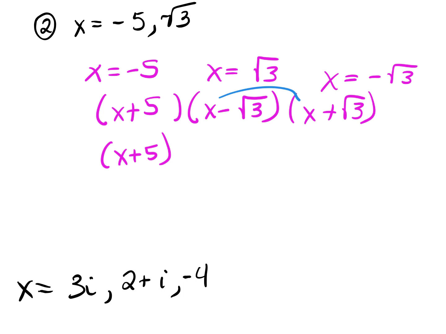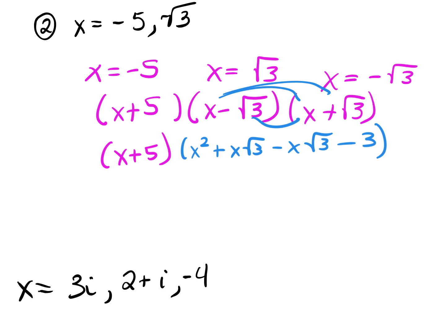X times x is x squared. X times root 3 is plus x root 3. Negative root 3 in x is minus x root 3. And then what's the square root of 3 times the square root of 3? 3. It's the square root of 9, which is 3. So what happens with your x root 3's in the middle? They cancel, which is exactly what you needed to happen. So you have x plus 5. And then here I have x squared minus 3.